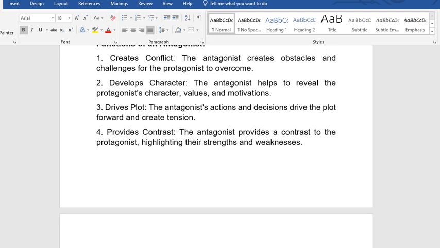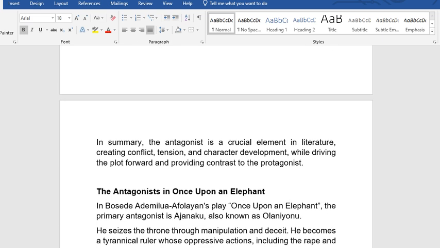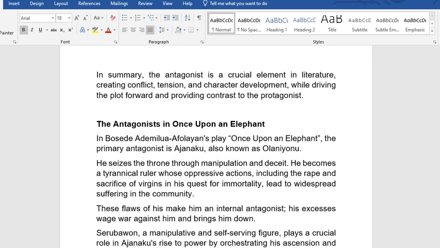4. Provides contrast. The antagonist provides a contrast to the protagonist, highlighting their strength and weakness. In summary, the antagonist is a crucial element in literature, creating conflict, tension, and character development, while driving the plot forward and providing contrast to the protagonist. Now let's go to Once Upon an Elephant and identify the antagonist.